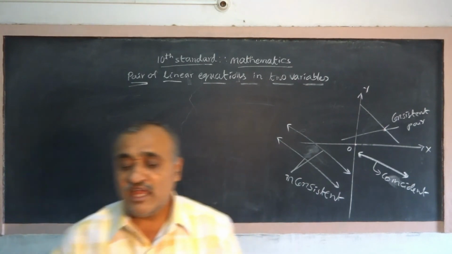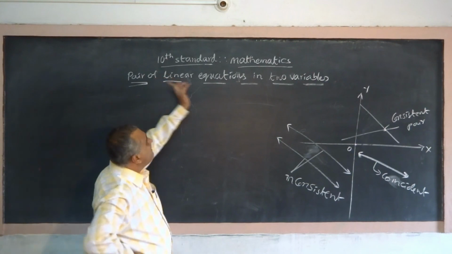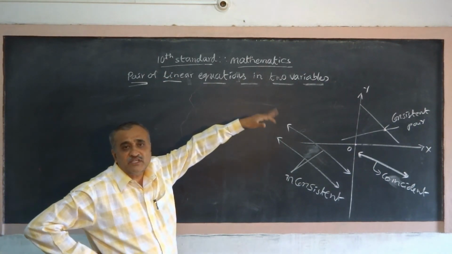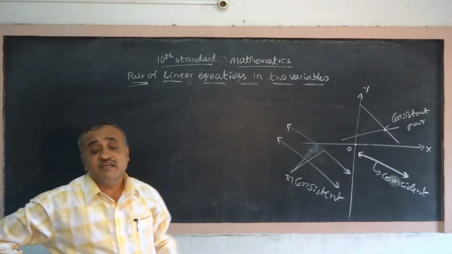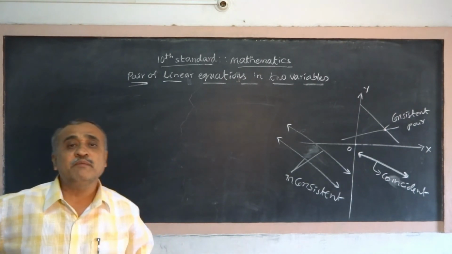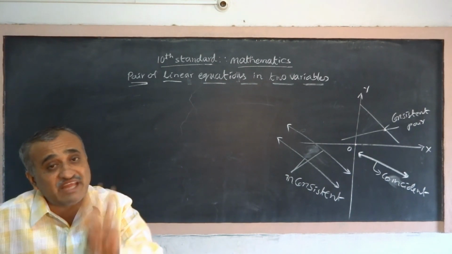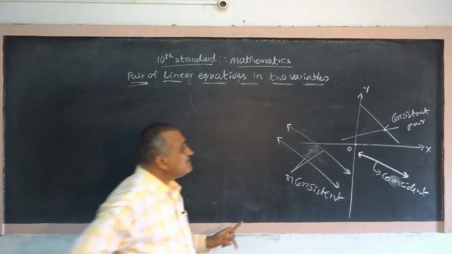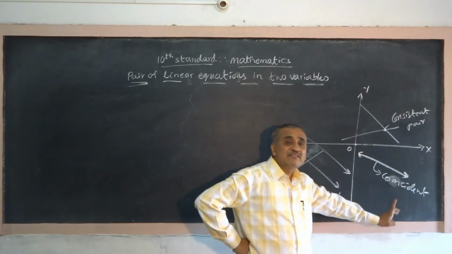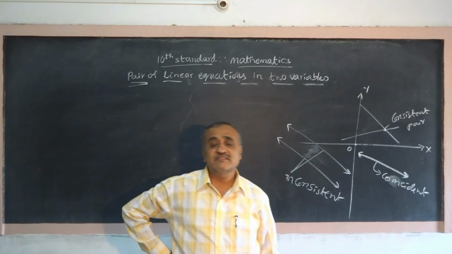Therefore, if you plot these, a pair of linear equations in two variables is also called simultaneous linear equations. If you plot these simultaneous linear equations, you will get three types of lines. One is a consistent pair, another is a coincident pair, and another is an inconsistent pair.